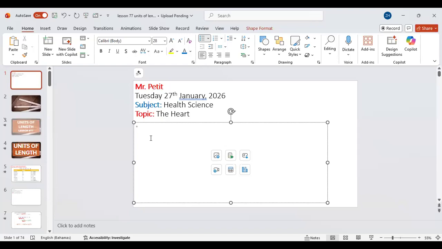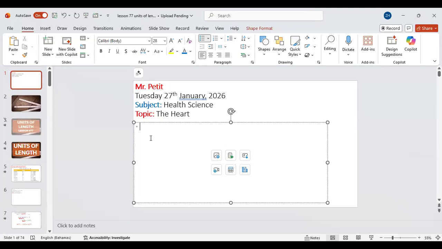So let me ask you the question. We have cells, we have tissues, we have organs, we have organ systems, then we have the organism. So cells make up tissues, tissues make up organs, organs make up systems, systems make up the body. What is the heart in those categories? An organ. Very good.